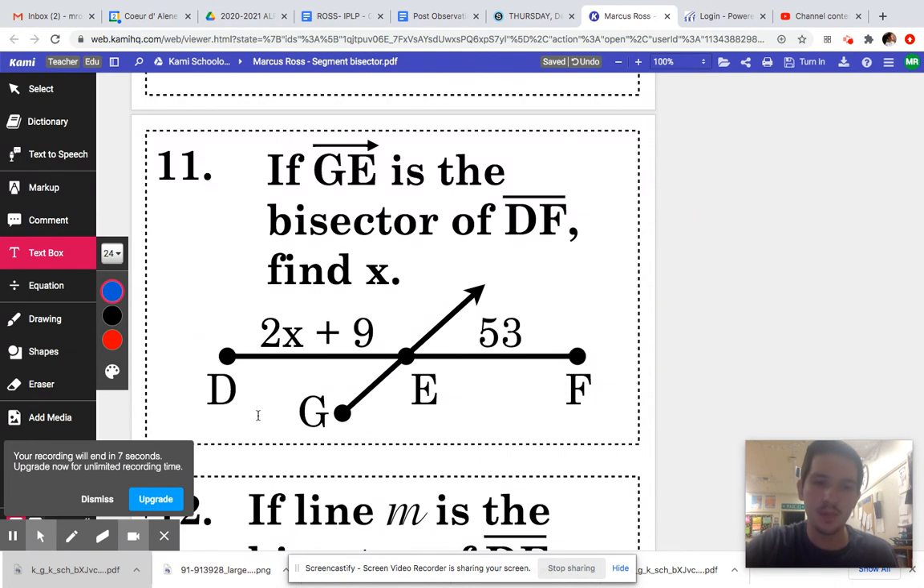This is the exact same idea, but now you have a line or ray that's bisecting it. I'm running out of time. If you have any questions, let me know.